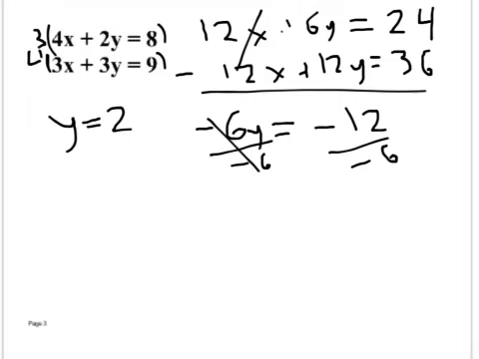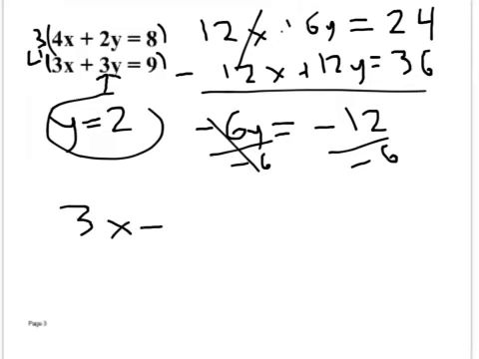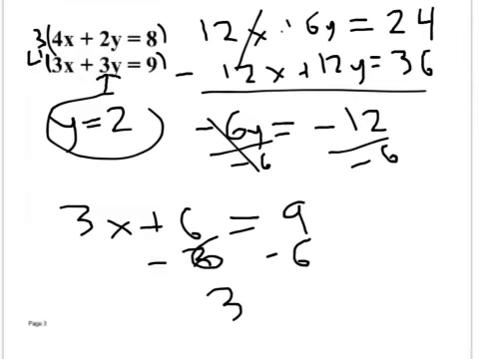So what I do is I plug 2 into an original equation. I'm going to plug it into the bottom one. So we have 3x plus 6, because 3 times 2 is 6, equals 9. Subtract 6. 3x equals 3. X has to be 1. My ordered pair is 1, 2.